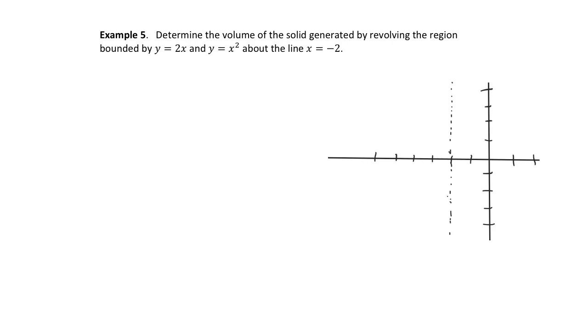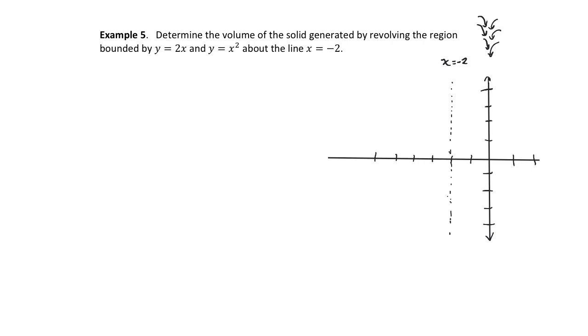I've started off by drawing my axes and drawing the axis of revolution. Our axis of revolution is x equals negative 2. Now notice that this line is a vertical line. In order to determine how to do this problem, we want to think about what coordinate axis this is parallel to. X equals negative 2 is parallel to the y-axis. So this will be like any other problem that we've done where we revolved it about the y-axis, but we've got a little bit more work to do.